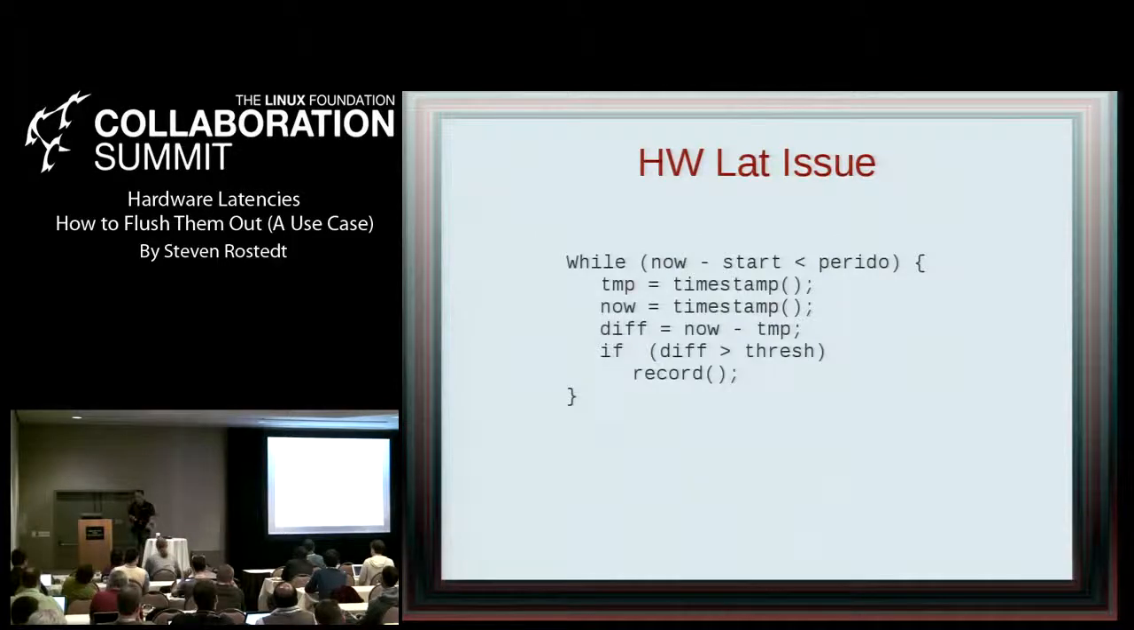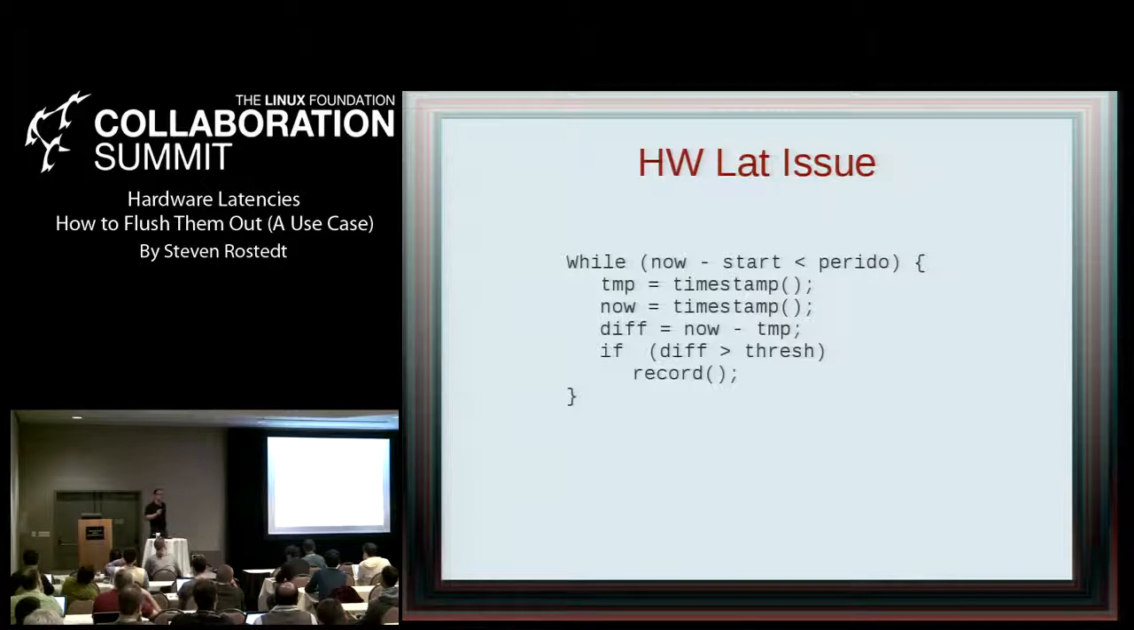And this isn't the actual code. I modified it to make it simpler and easier to read. But basically, timestamp, give me the diff, boom, and if it's greater than some threshold, record. And while now doesn't equal the period, well, typo. Like I said, it's not the real code. I just handwrote this. Anyone see a problem with this?